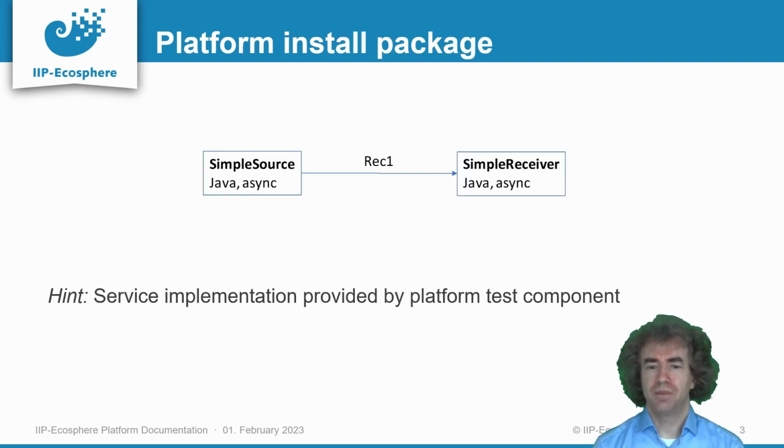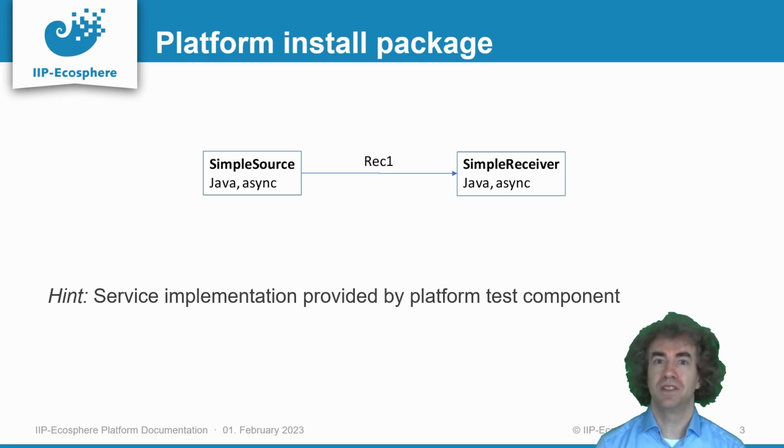In the platform install package, you find a pretty simple example. It consists of two services, a simple source and a simple receiver. The source is providing rather simple data just created out of the blue and sent to the receiver. The receiver displays that information on the console, and that's it. Here I must give you a hint because you will not find the service implementation of these services directly in the install packages, rather in a platform test component which contains more services. It's easing our work and reducing the number of packages and modules that we have in the platform.